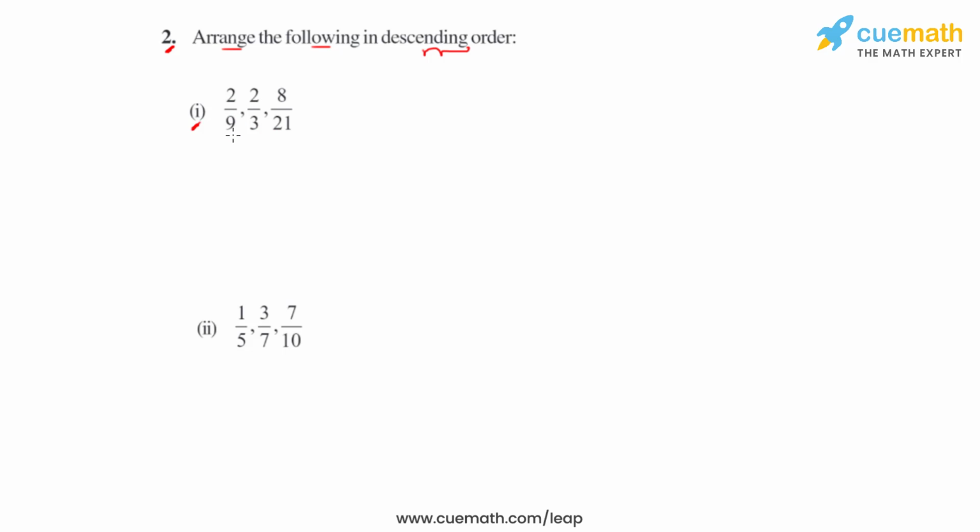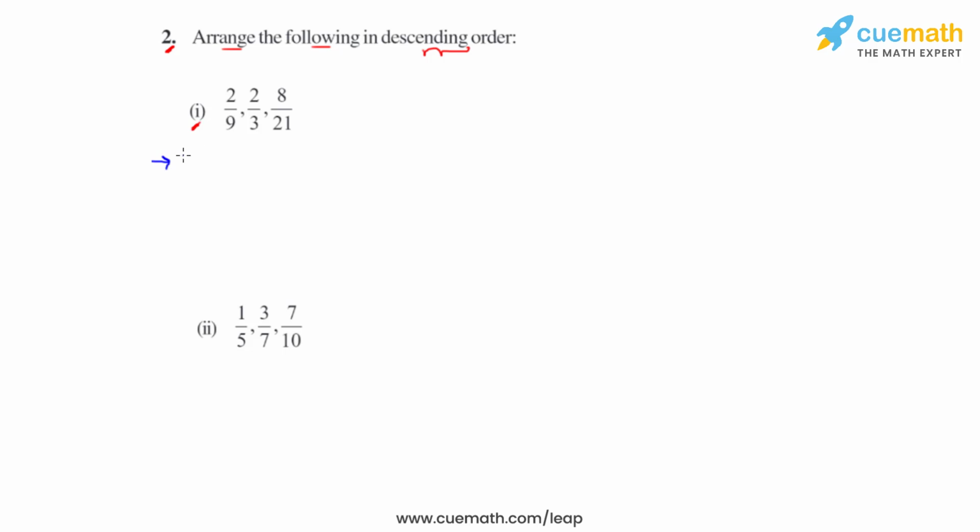But these three fractions have different denominators, or we can say that these three fractions are unlike fractions. So our first objective will be to convert them into like fractions by having the same denominator for all three of them. That can be done by finding the LCM of the three denominators, that is 9, 3 and 21. The LCM for these three is 63.